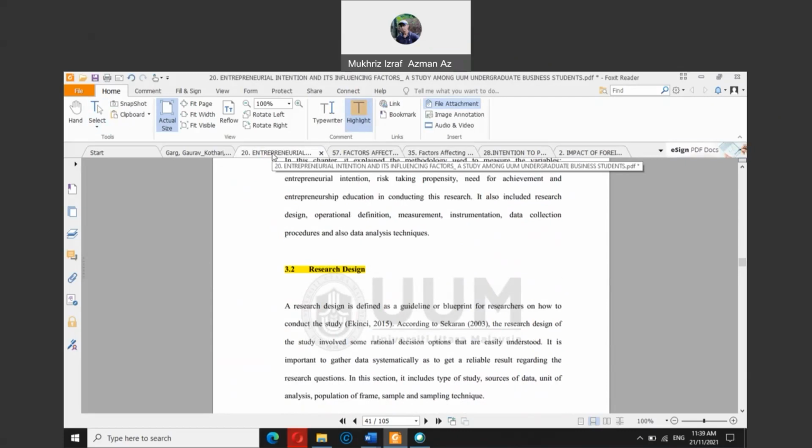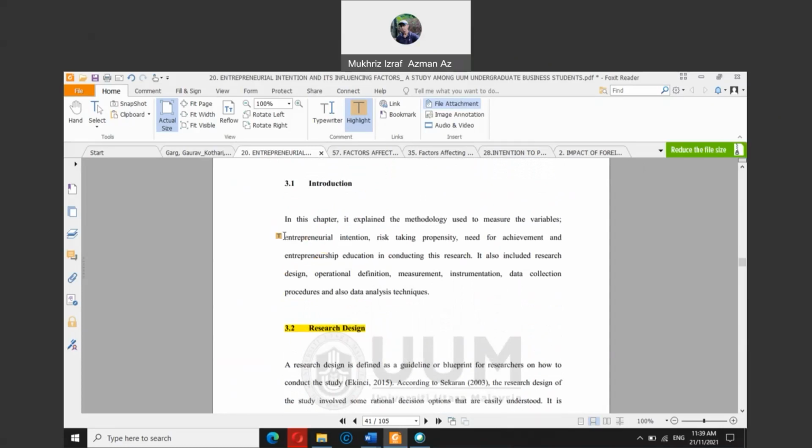So 20 is about entrepreneurial intention, okay, and its influencing factors. Also a study done among UUM students. Okay, so for chapter 3, basically the first paragraph, 3.1, is just a basic guideline or basic description of what you plan to actually write.